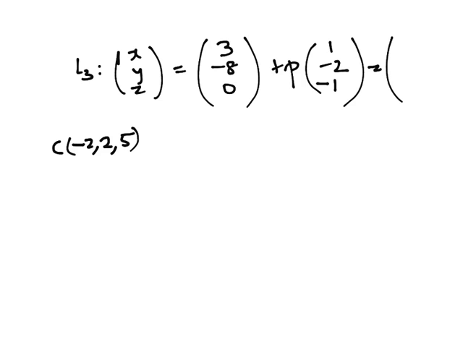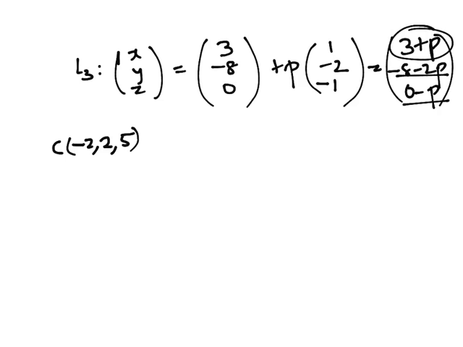Very simple. I can write this as 3 plus p, minus 8 minus 2p, 0 minus p. So this is the x coordinate, y coordinate and z coordinate. Equate the x coordinates: 3 plus p equal to minus 2, so p equal to minus 5. So the value of p is minus 5. That's done, so the sum is over.